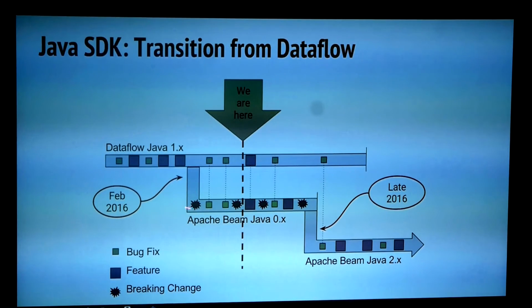And these little red explosions are breaking changes. We have lots of changes we wanted to make to the API, and now's the time to make Beam as polished as it can be. We're kind of right in the middle of doing all of that. And once we hit a stable point, we're hoping late 2016, we're going to release Apache Beam Java 2.x, and that's going to be the first stable release of Beam with backwards compatibility assurances.